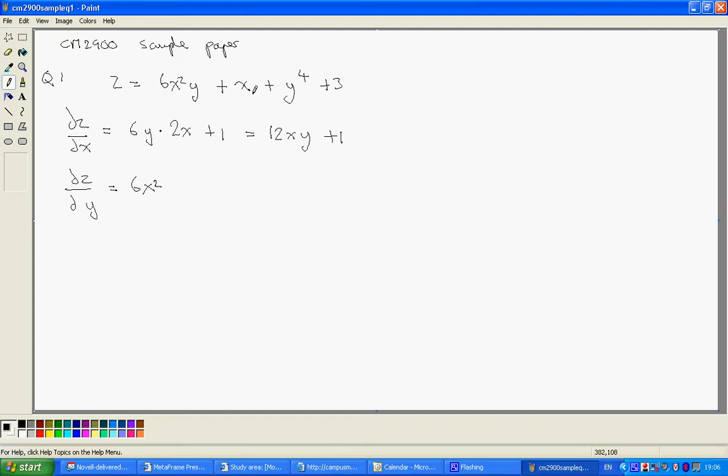X is just a constant, so it doesn't contribute anything. Derivative of y to the 4 is plus 4y cubed. Derivative of 3 with respect to y is 0.